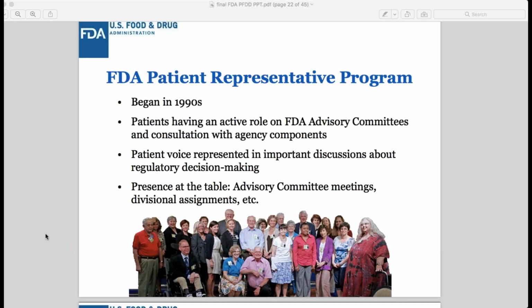So one of the major ways our office helps to bring patient voices directly to the table is through our flagship program, the FDA Patient Representative Program. As I mentioned, it started in the 90s with the HIV Patient Representatives, and now it has grown to over 200 patients and caregivers that represent over 300 conditions, including SMA. We use patient reps primarily as advisory committee meetings, divisional assignments, and sometimes in listening sessions and in other various ways as well. Next slide.